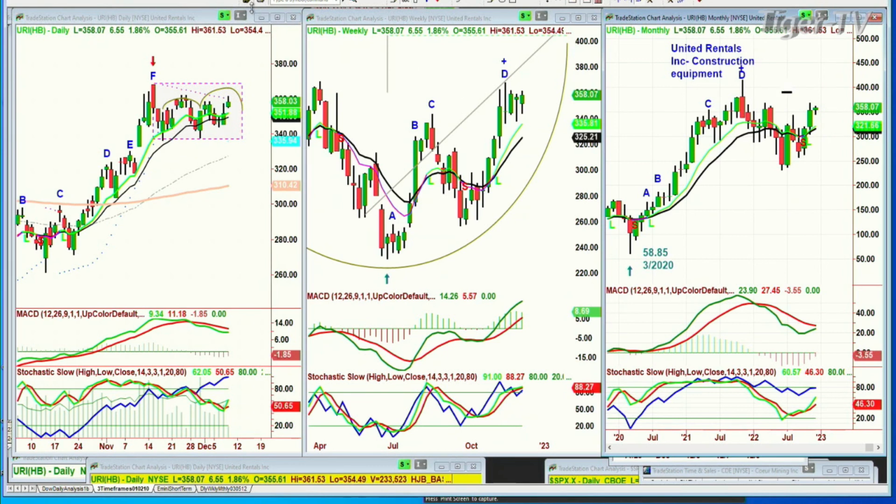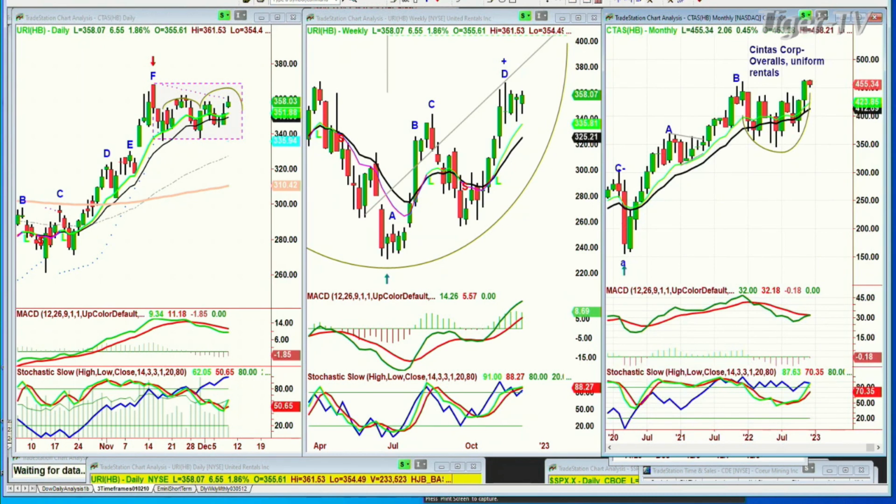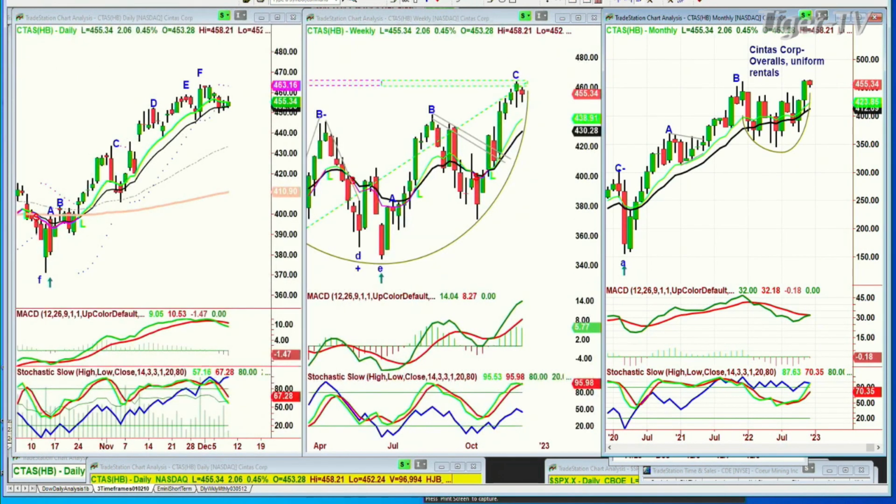A good sign. Remember CTAS, Cintas, what I always look at to tell me about the economy. All-time high a few days ago, and here it is at 455 after the two-bar reversal.